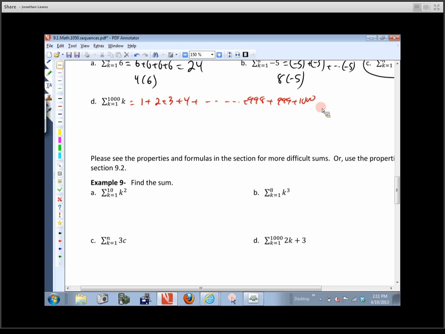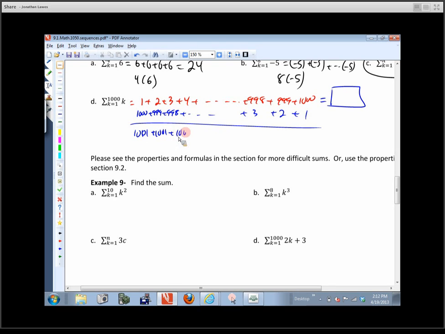What young Carl figured out was, this is going to be a pain, but watch what happens. There's a pretty cool pattern if I write the same list in reverse. So we need to find this answer right here. He says, well, let's take 1,000 plus 999 plus 998 plus, all the way down to 3, 2, and 1. What do these two add up to? 1,001. 1,001. Every one of these is 1,001, right?